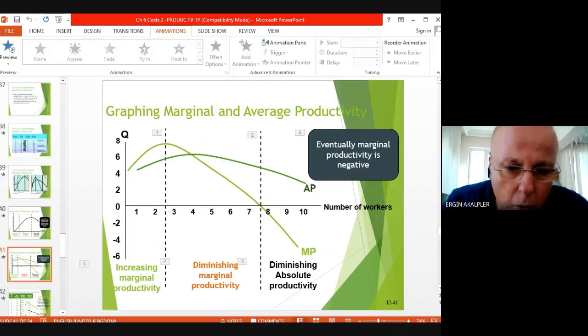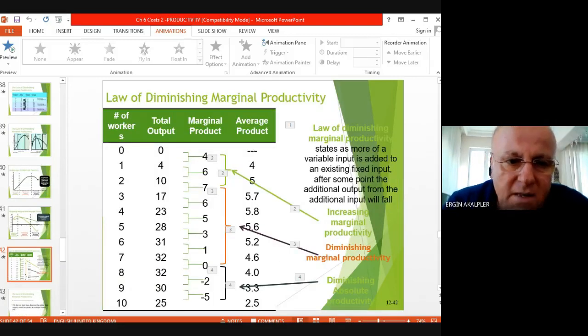Diminishing marginal productivity goes down until 0, continuously realizing these downward movements. And then, of course, after intersecting this 0 point, diminishing absolute productivity is realized. Once again, this difference is illustrated in this given scenario. And this is, of course, illustrating again increasing marginal productivity, diminishing marginal productivity, and diminishing absolute productivity, which is certainly illustrated here.